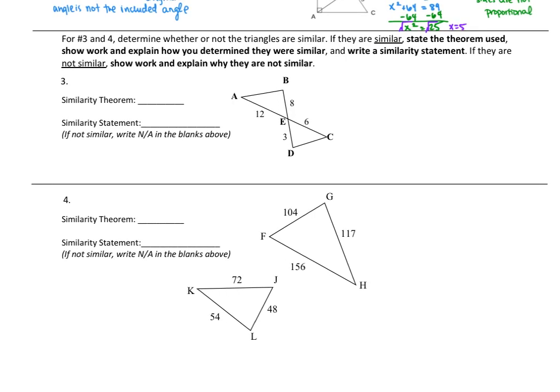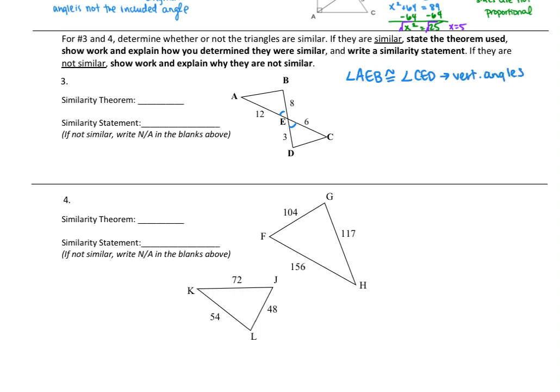Okay, so number 3, we're going to see if these two triangles are similar. So again, this is kind of like number 1. 2 sides are given, the third side's not given, which makes me think it's going to be side angle side. But in order for it to be side angle side, I have to check that the included angle is congruent, which it is. So angle AEB is congruent to CED, and the reason is vertical angles.